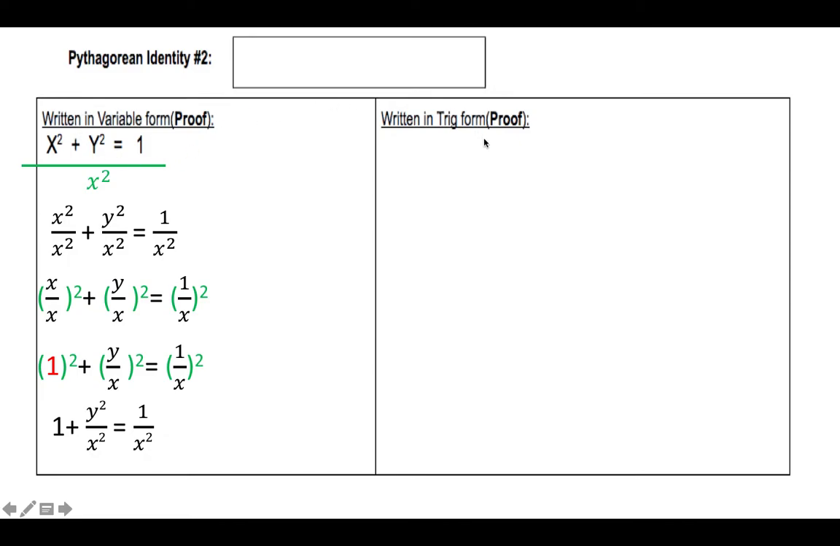Let's go ahead and now connect this to trigonometry. I'm going to start with my original Pythagorean identity. x squared plus y squared equals 1, as you know, is the same as cosine squared plus sine squared equals 1. Good. In this scenario, you saw how I divided by x squared. Over here, instead of dividing by x squared, because x is cosine, I'm going to divide the whole equation by cosine squared.